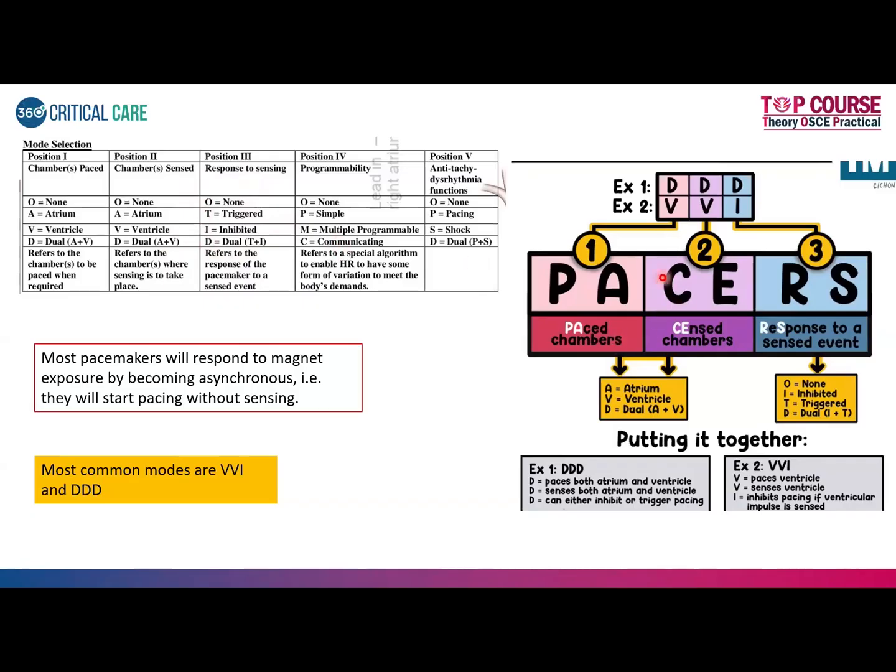So the first three are the most important ones, where it is the paced chamber, the sensed chamber, and the response to the sensed event. You can remember it as P for paced, S for sensed, and R for response to the cardiac event. For example, we have DDD. So pacing to both the atrium and the ventricle is happening here. Sensing to both the atrium and the ventricle is happening here. It can either inhibit or trigger the pacing. So DDD. Similarly, we have the VVI. The most common modes are the VVI and the DDD. And most pacemakers will respond to a magnet exposure by becoming asynchronous. This is an important point that one needs to remember.